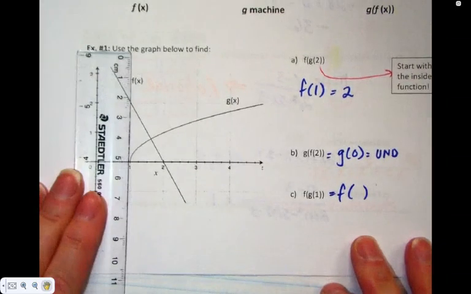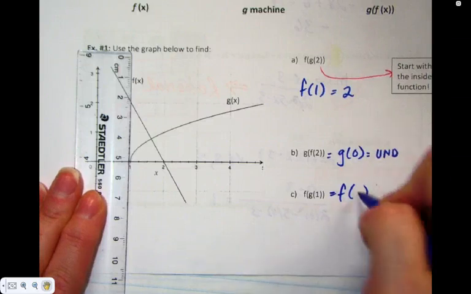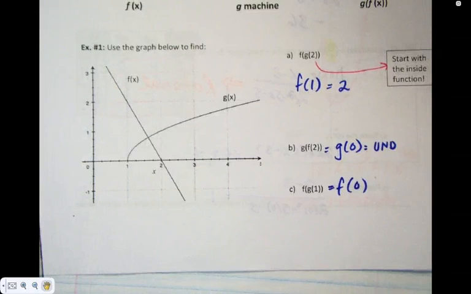g of 1 says you go where x equals 1. You look at the g function. You get the y value. What's g of 1? Then we're left with f of 0. Go ahead and write down f of 0.